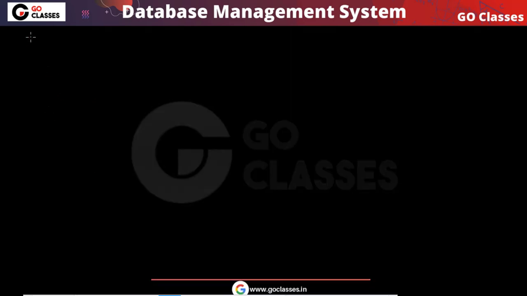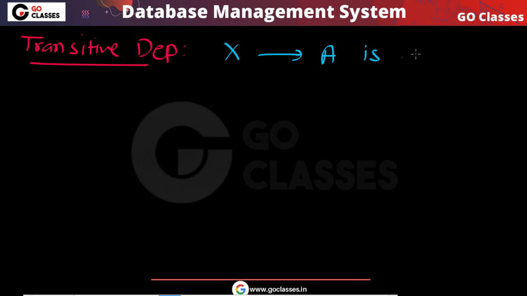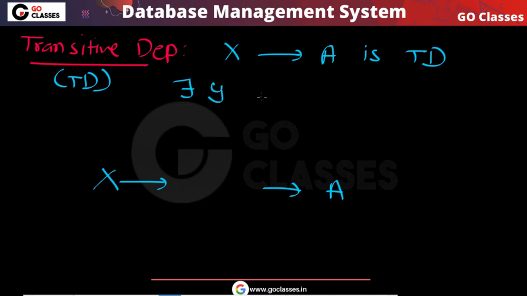Now let's understand what is a transitive dependency. The name itself is telling you that it is something transitive. X determines A is a transitive dependency, in short we will call it TD, if there exists a Y such that Y determines A, X determines Y, and Y does not determine X. So this is the only point.